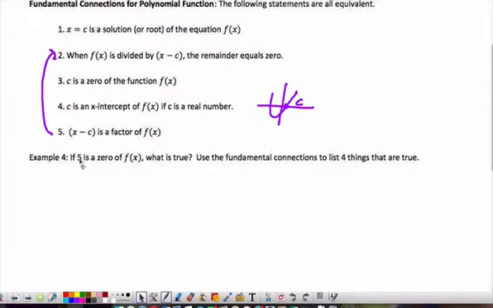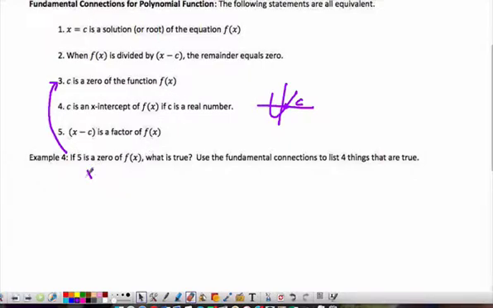Okay, so if 5 is a 0 of f of x, what is true? So that's one of them that I've already put here. So let's get rid of that. Right, 5 is a 0 of f of x. So this is already saying c is a 0 of f of x. So we're saying that c is 5 in this case. And that's going to help us see the connections between all these others. So what this is asking, so use the fundamental connections to list 4 things that are true. Well, if 5 is the 0 of f of x, what else is true?